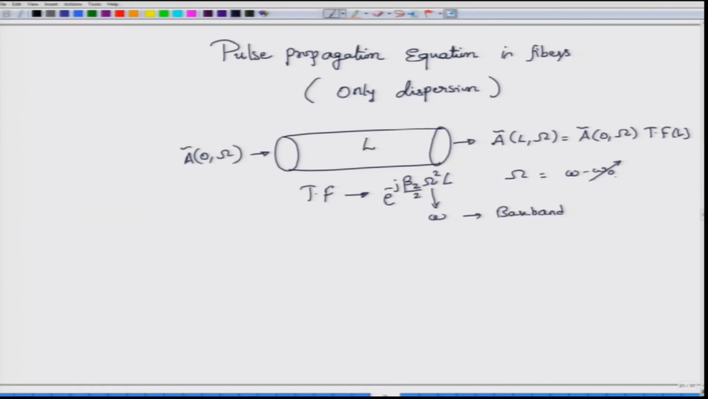Okay. So, I hope that this small change from pass band to baseband should not distract from the fact that the transfer function is actually a complex number. Okay. For a given value of L, it then depends on beta 2 and omega square, where omega is the different frequency component of the pulse that has been launched into the optical fiber itself.